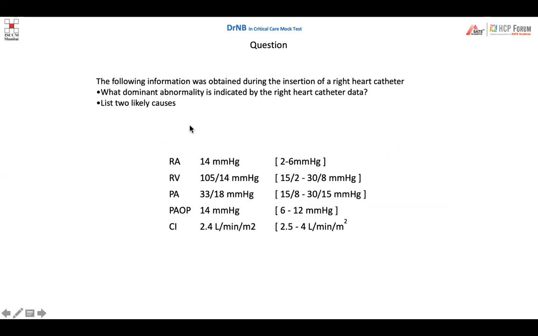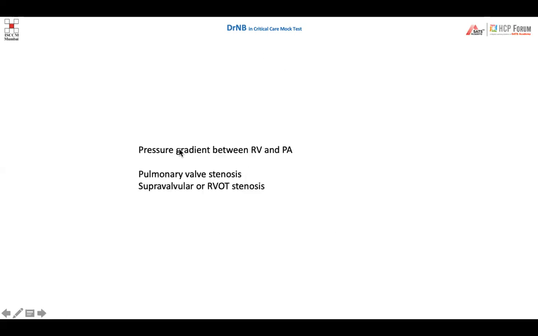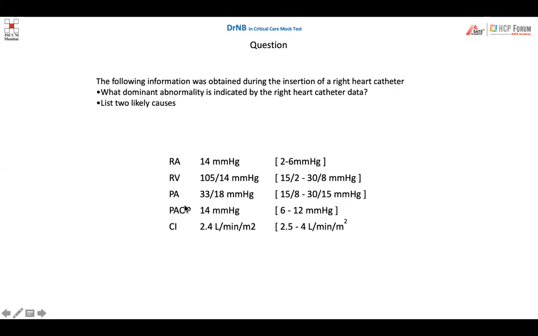The following information was obtained during the insertion of the right heart catheter. What dominant abnormality is indicated by the right heart catheter data and two likely causes? So the RA pressure is 14, RV is 105/14, which is also high. PA pressure is 33/18, higher. PA occlusion pressure is fine, and the cardiac index is low at 9.4. So you see that the pressure gradient between the RV and the PA is high. The PA occlusion pressure is lesser, so there is nothing problematic in the left heart per se.